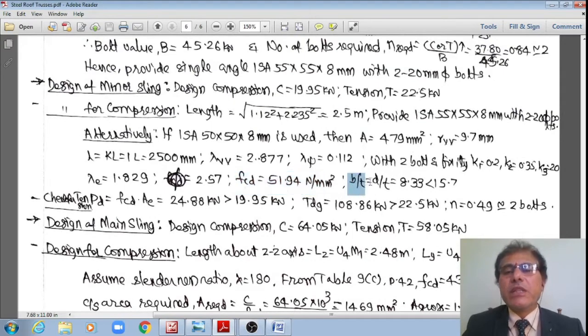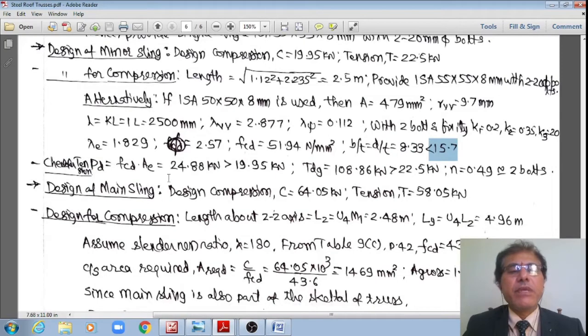Now I would have this b by t and d by t, both are 50 divided by 5. Sorry, this will work out, say, 10, which is not 8, student, this is 5. Therefore, this is 10. Therefore, this is much less than 15.7. Therefore, it is non-slender. It is okay. Means you need not reduce the area.